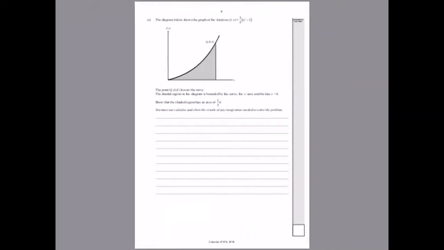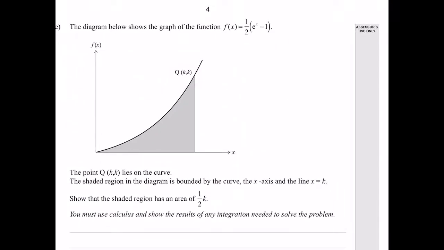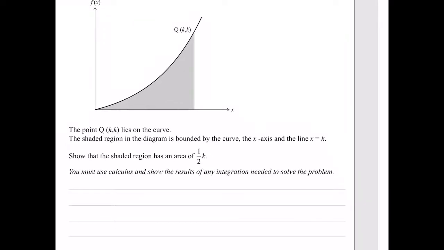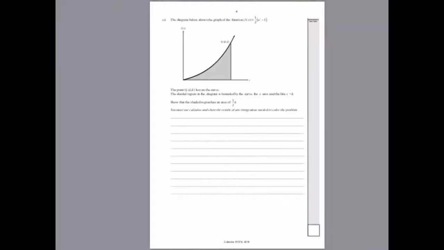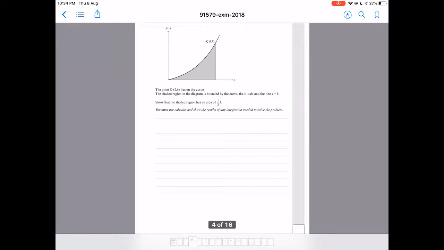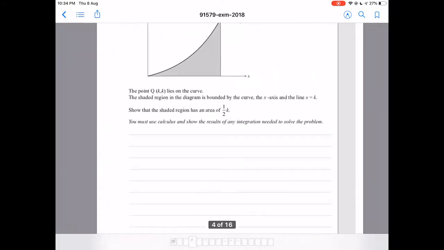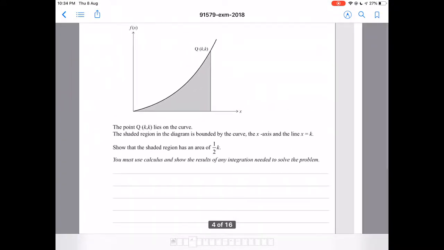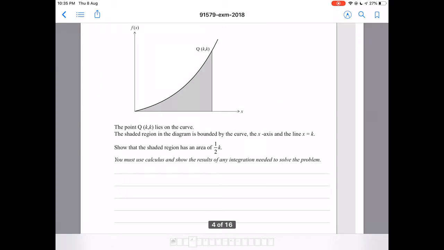Alright, last question. The diagram below shows the graph of the function f of x equals 1/2 of e to the power of x minus 1. The point Q, (k, k), lies on the curve. The shaded region in the diagram is bounded by the curve, the x-axis and the line x equals k. Show that the shaded region has an area of 1/2 of k.